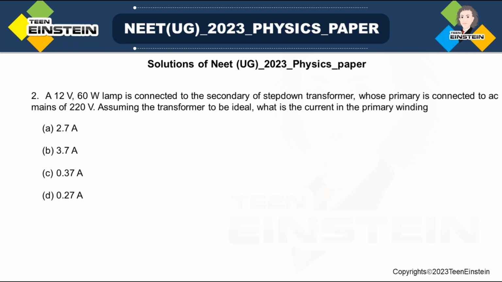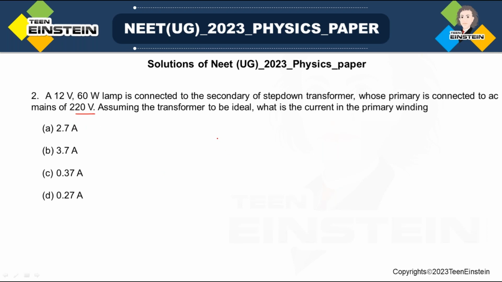This is also a very simple problem. It is said that a 12-volt 60-watt lamp. What do you mean by 12-volt 60-watt? That means this is the rating of the lamp. And that lamp is connected to the secondary of a step down transformer, whose primary is connected to AC mains of 220 volt.